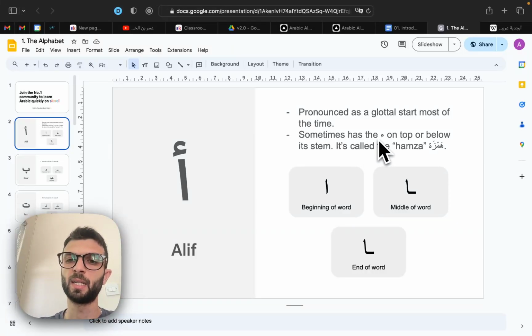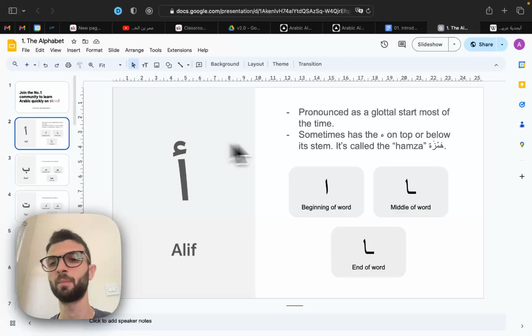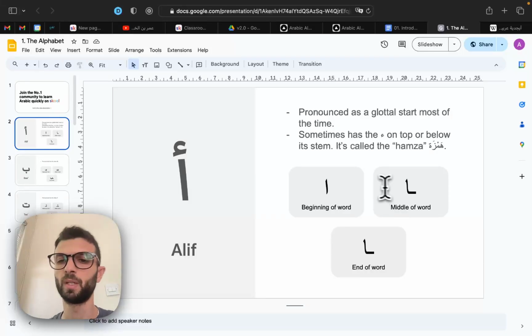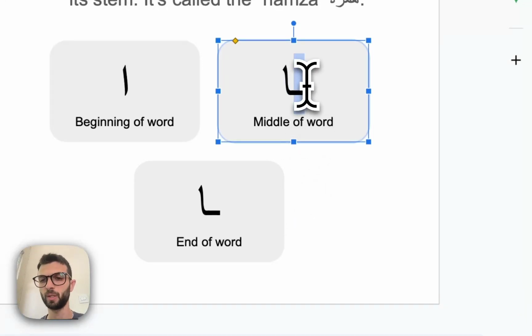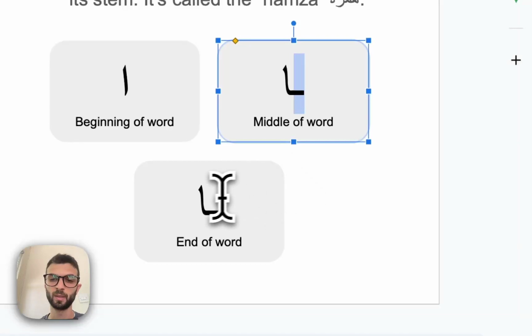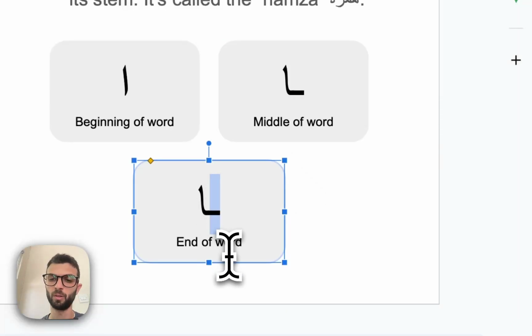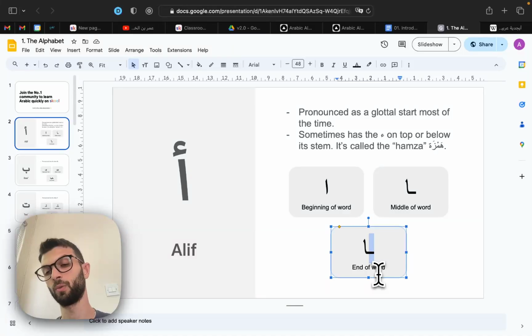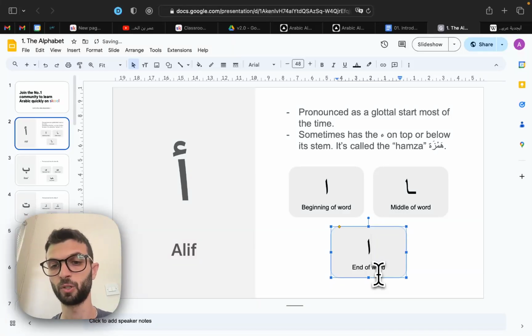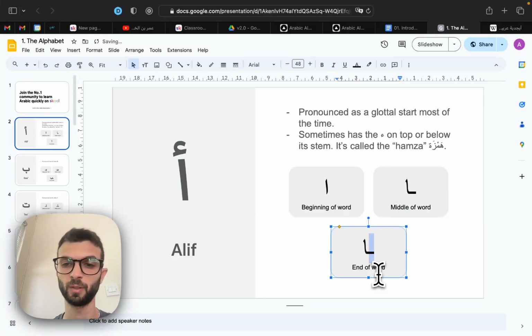Sometimes it has this hamza at the top, and sometimes it doesn't. When it's in the middle of the word, it looks like this, and this is how it looks if the preceding letter actually connects to it, but it might not. And this is at the end of the word, which is how it looks if the preceding letter also connects to it. If it doesn't, then we just remove it. It just looks like this when it's in the beginning of the word.